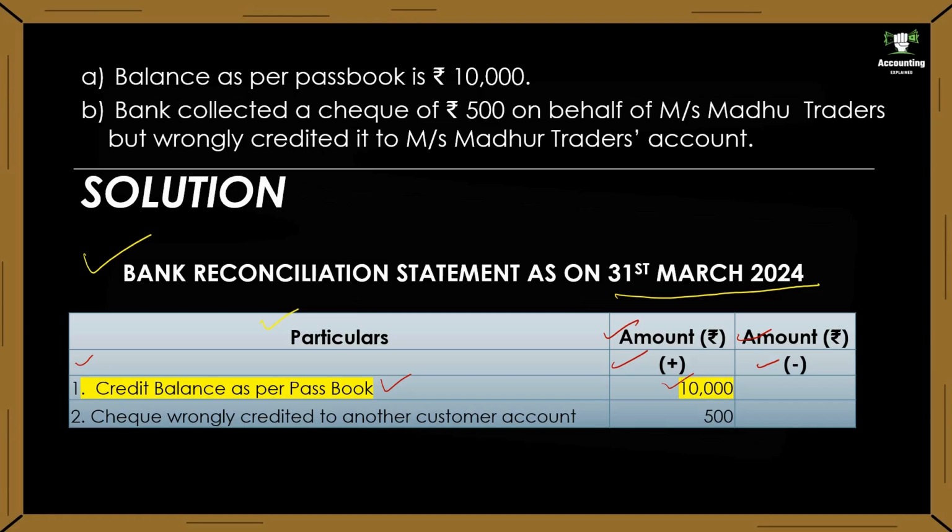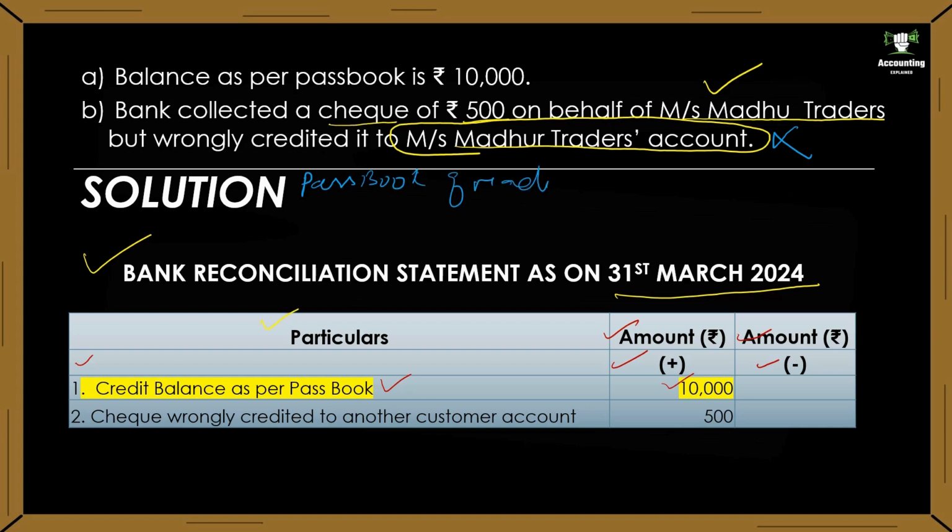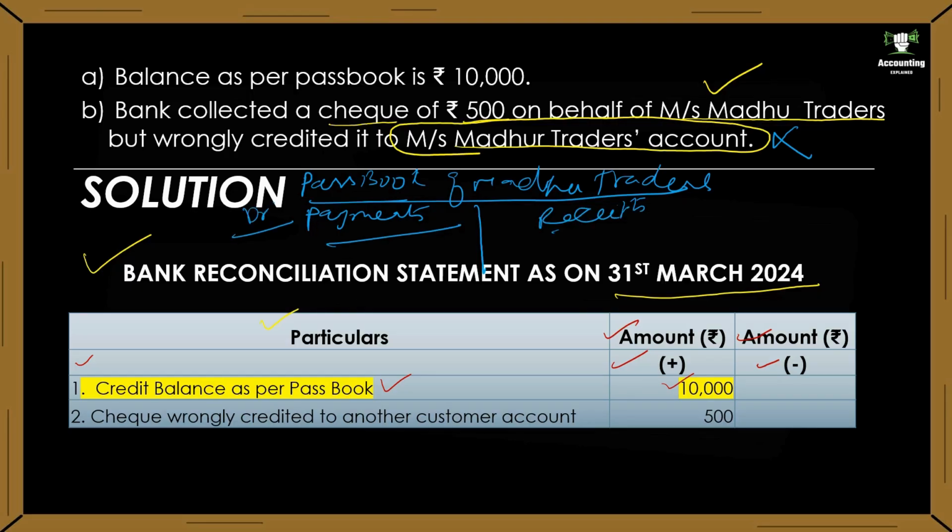Point B is: bank collected a check of rupees 500 on behalf of Madhu Traders but wrongly credited it to another customer's account. What is the company name? Our company name is Madhu Traders. Instead of crediting Madhu Traders, they wrongly credited another account. So in the passbook of Madhu Traders, the left side, the debit side, is your payments, and the credit side is your receipts. This you have to understand clearly.